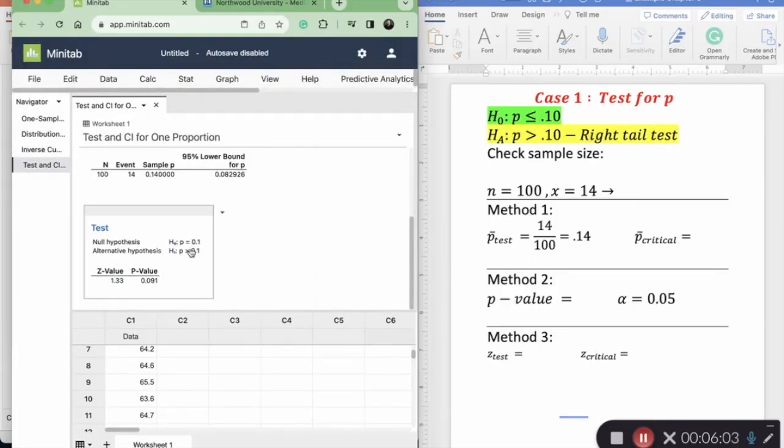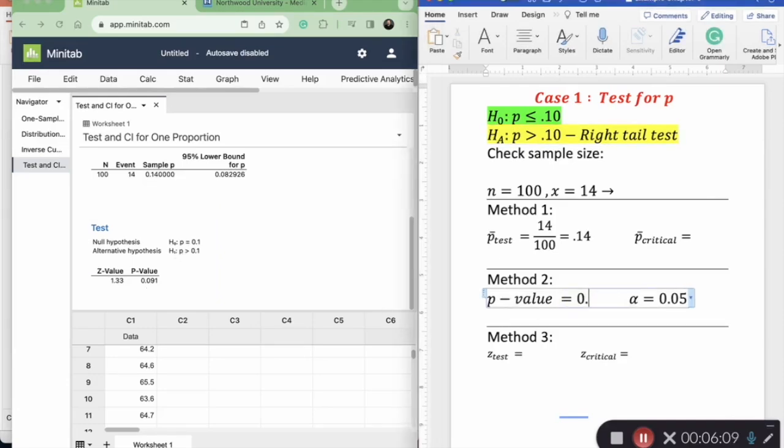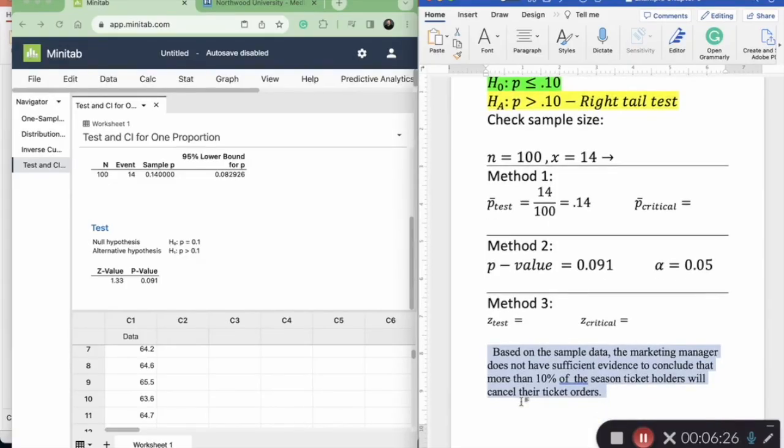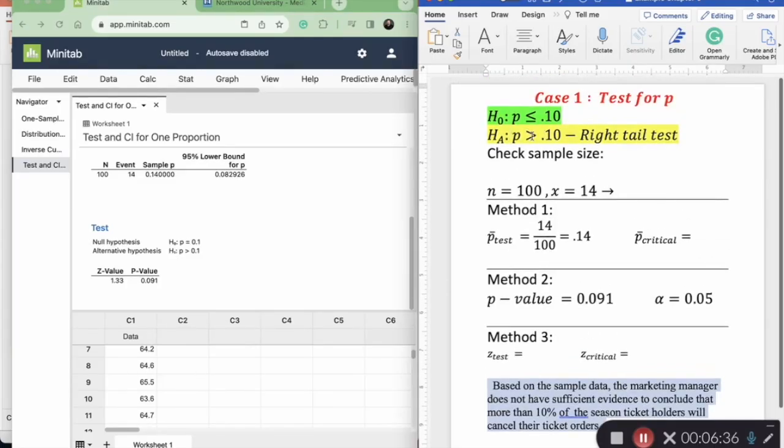So what do we have? We have the null hypothesis, we have the alternative hypothesis, we have the p-value 0.091, which is greater than the alpha. Greater than the alpha, that means we are not in the rejection region. We fail to reject the null hypothesis. So the marketing manager does not have sufficient evidence to conclude that more than 10% of the season ticket holders will cancel their ticket orders. We don't have evidence to support the alternative hypothesis because we fail to reject the null. Okay, and the z-value test we got is 1.33.